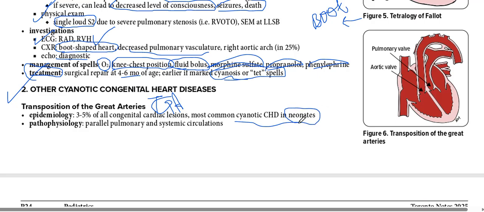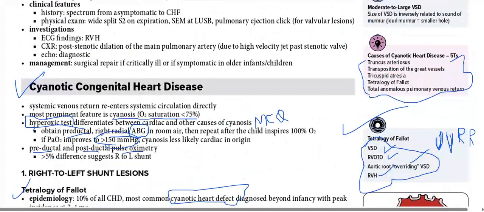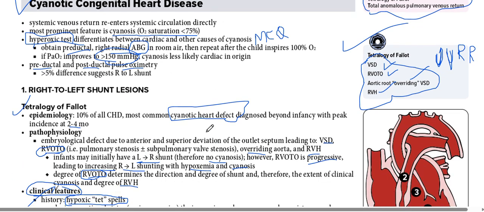So if a newborn child is here, tetralogy of Fallot is more common after birth. Cyanotic congenital heart disease: the most common cyanotic heart defect diagnosed beyond infancy. Infancy is less than 1 year of age. So after 1 year of age, the most commonly diagnosed cyanotic congenital heart defect is tetralogy of Fallot.